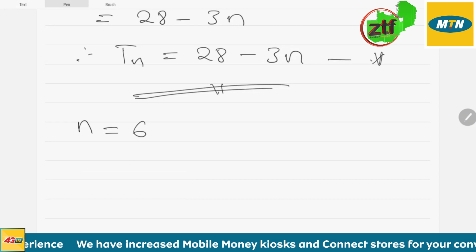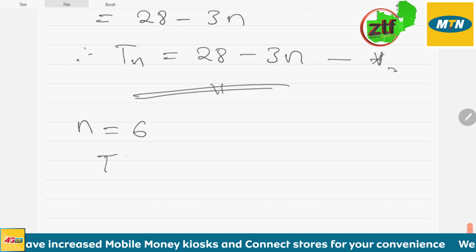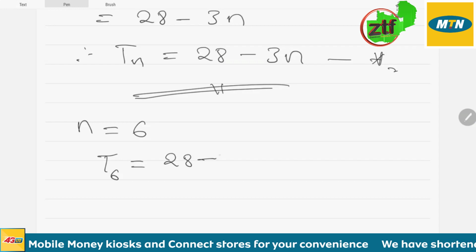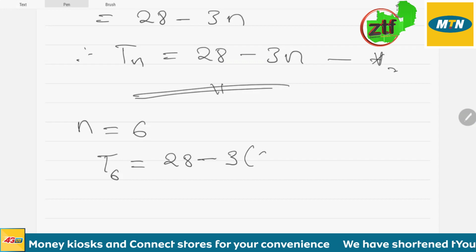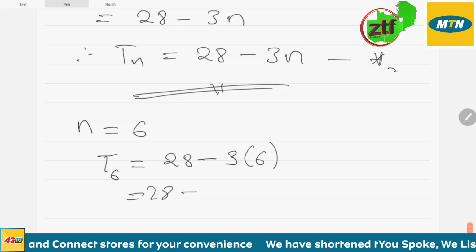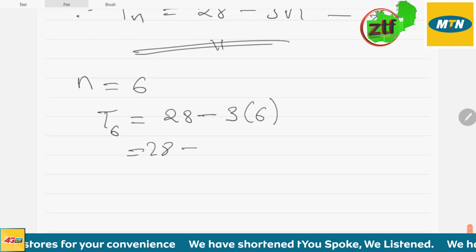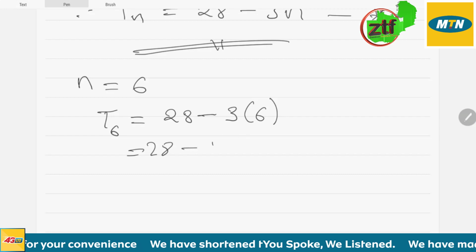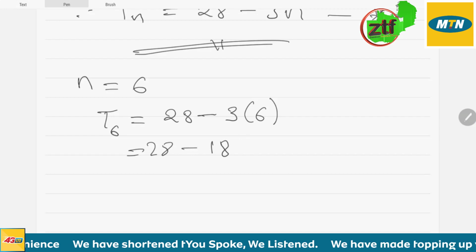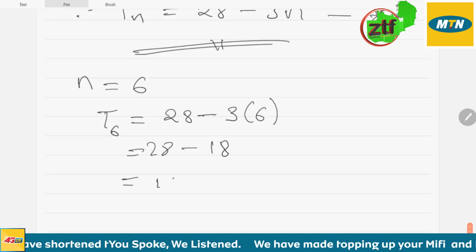Let's call this star 2. Therefore, substituting n in star 2, we'll have T6, which is equal to 28 minus 3, where there is n, I'll put positive 6. So we have 28 minus, all right, so I'm multiplying minus 3 by positive 6, and I will get minus 18. So 28 minus 18 will simply give us 10.